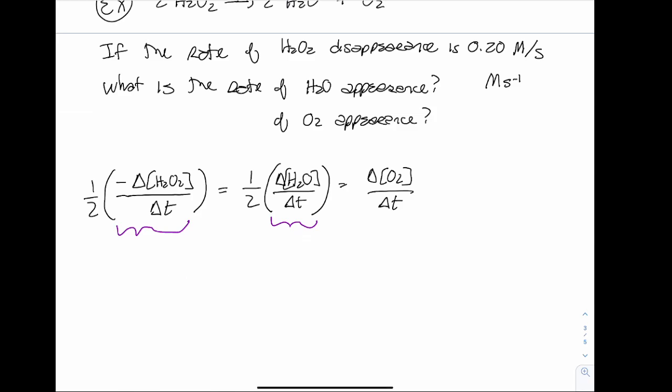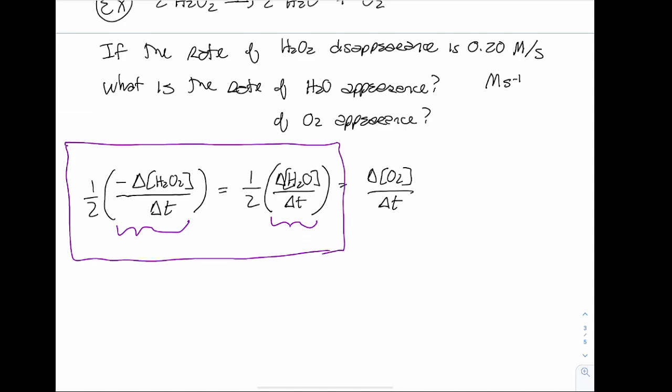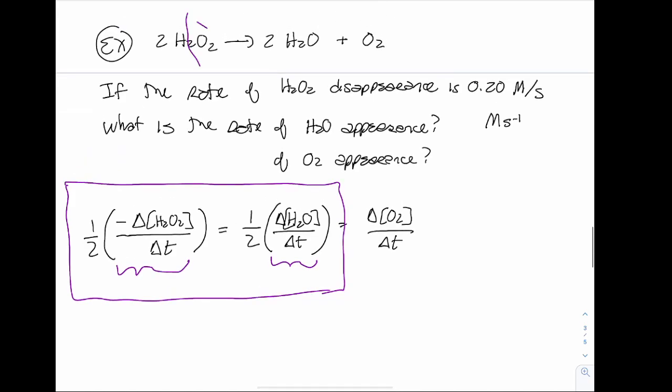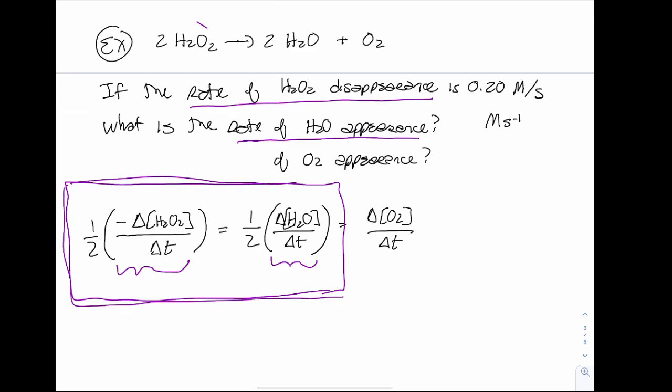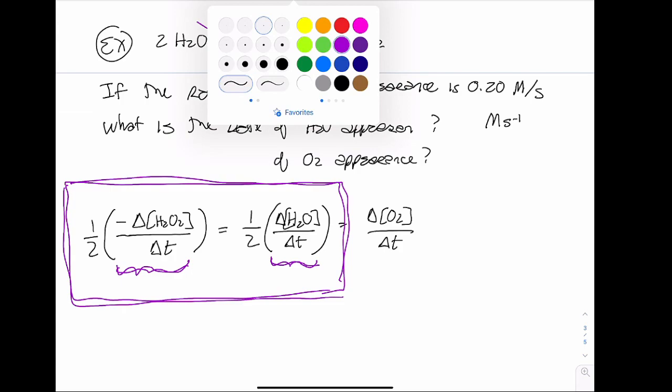I'm just going to consider these 2 parts of my expression because that's what I'm asking. I'm given the rate of hydrogen peroxide. I'm asking to solve for the rate of water. So the parts that I put the box around, this is my rate of hydrogen peroxide right here. This is my rate of water. I don't need oxygen as part of the first question. That's going to be my second part.